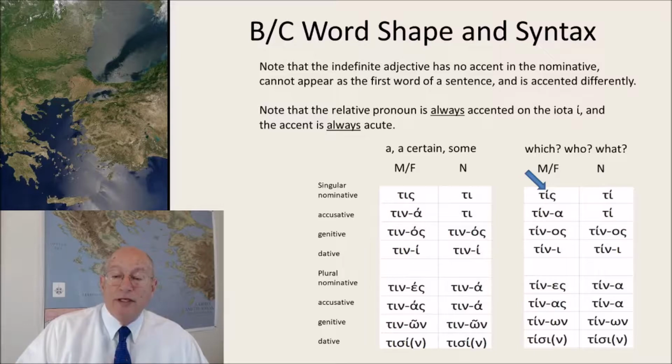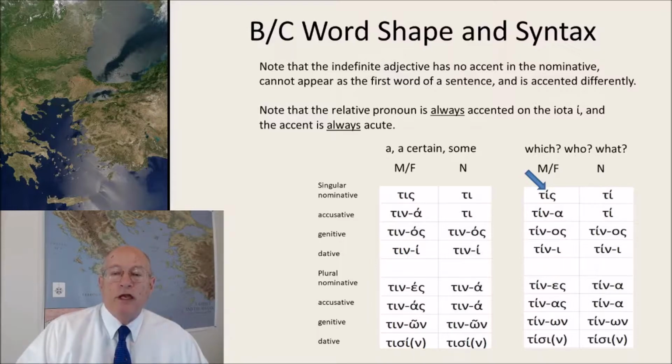So the way this word is distinguished is that the accent appears always on the iota in the case of the which, who, what word. If you notice over there, it's always on the iota, and that there is no accent ever on an iota in the case of the indefinite adjective. Another thing to notice is that in the case of the relative pronoun tis with an accent, that never changes to a grave accent. It's always acute. That's a little twist too.